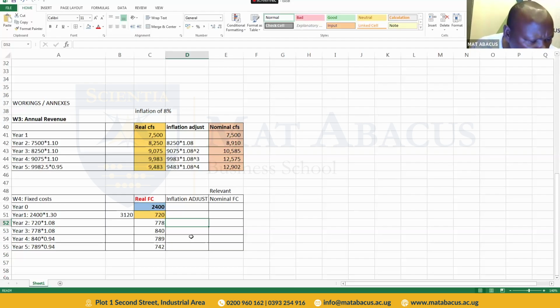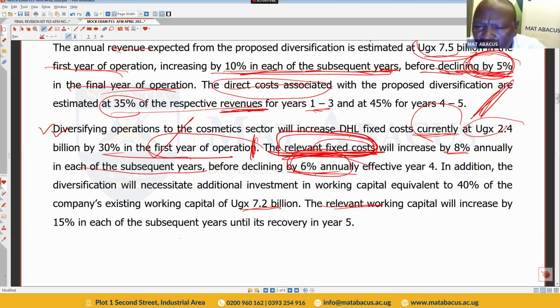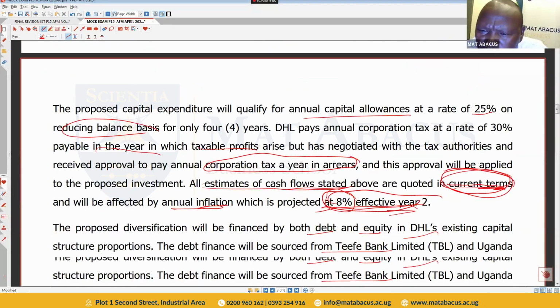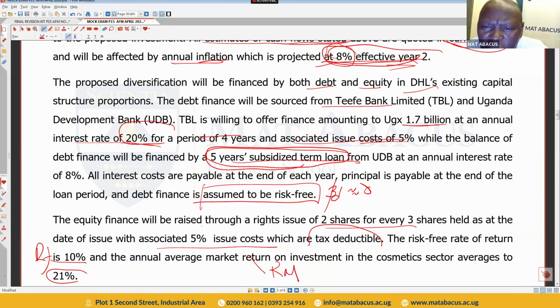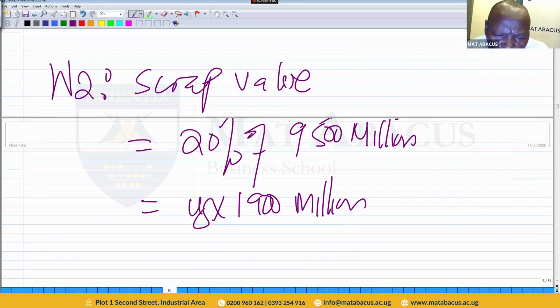But now we were told these were before inflation. These were before inflation, and therefore, remember my figures have been rounded off for the sake. So inflation, we go back and read. When is inflation starting? Inflation was hidden somewhere. Inflation was starting year 2. Therefore, we go and look at the real cash flow.